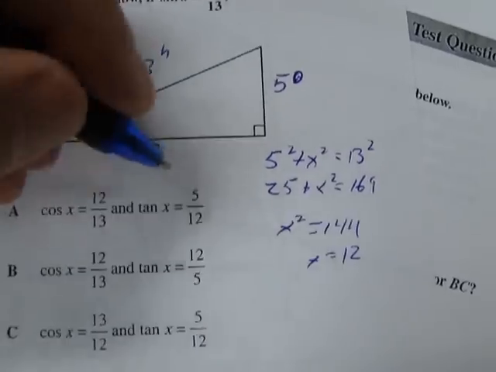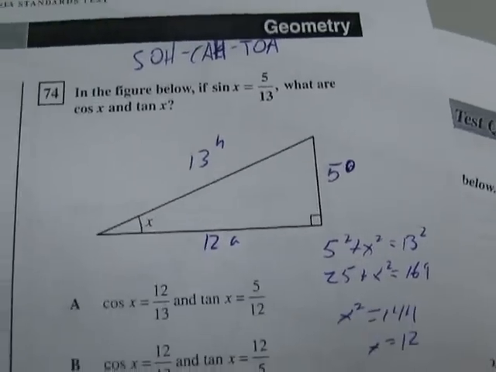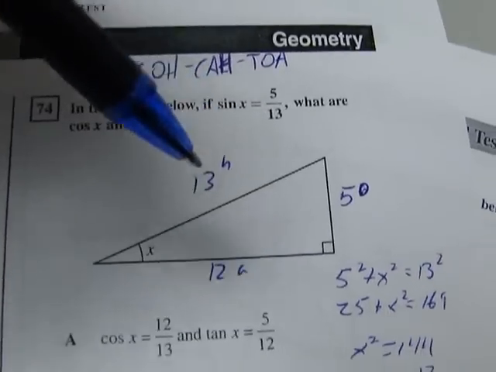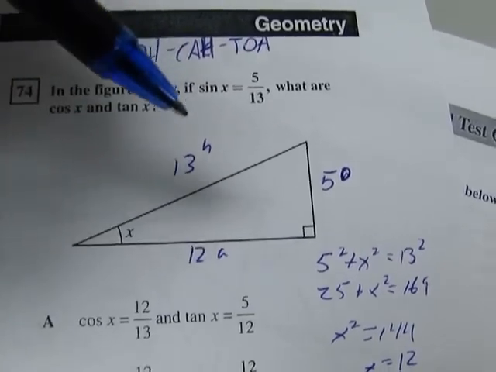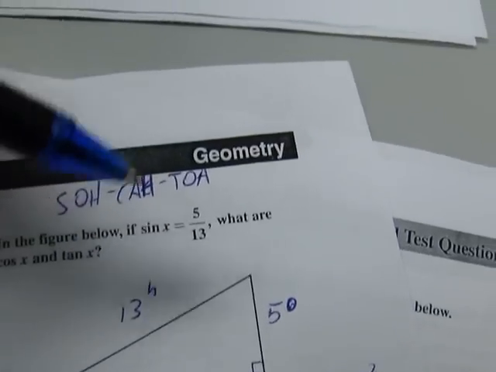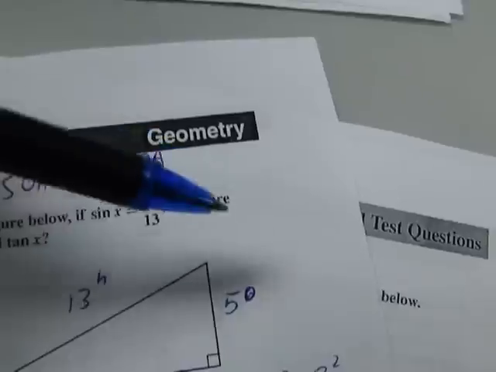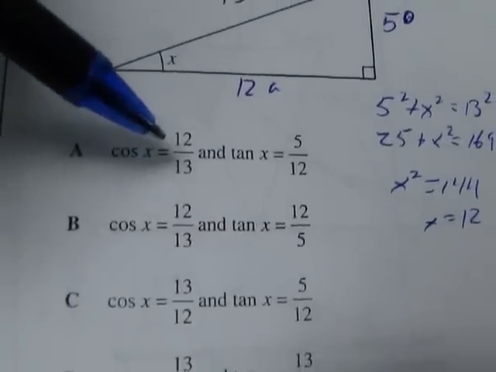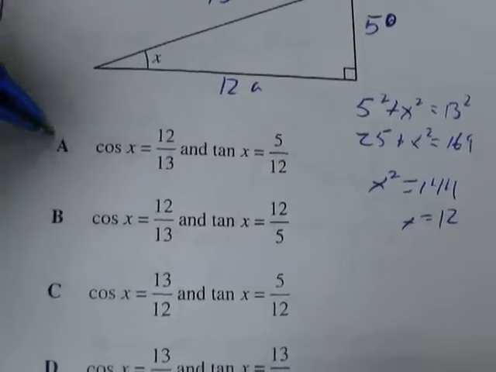This was the hypotenuse, and this is the adjacent. So we need to find the cosine. The cosine is going to be, again, adjacent over hypotenuse, so the cosine will be 12 over 13. And the tangent will be opposite over adjacent, or 5 over 12. So cosine equals 12 over 13, tangent equals 5 over 12. A looks to be the answer.